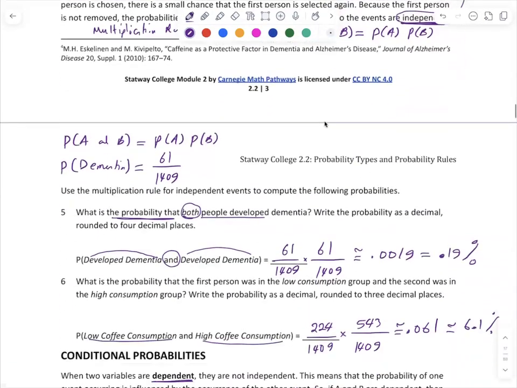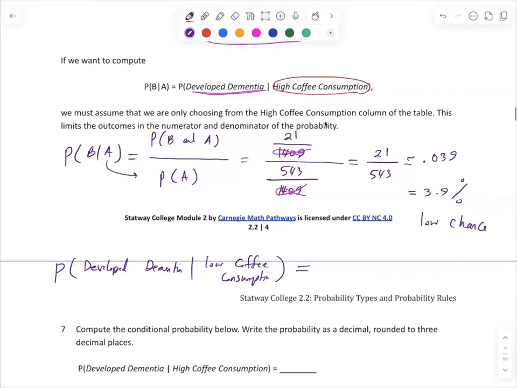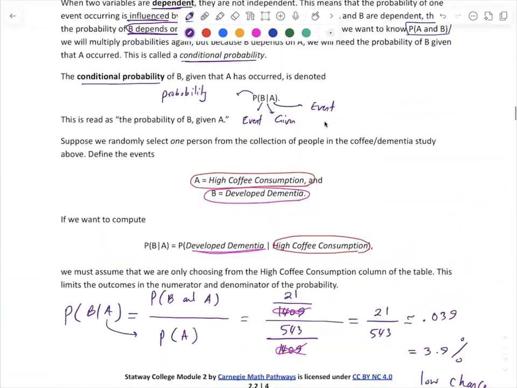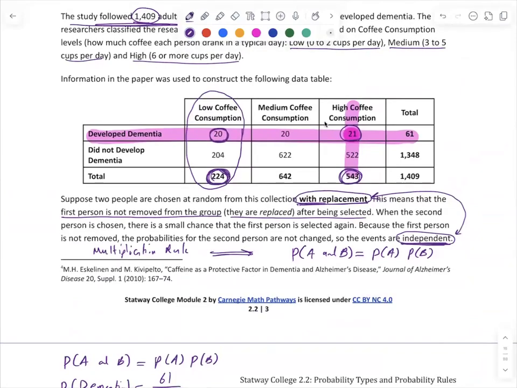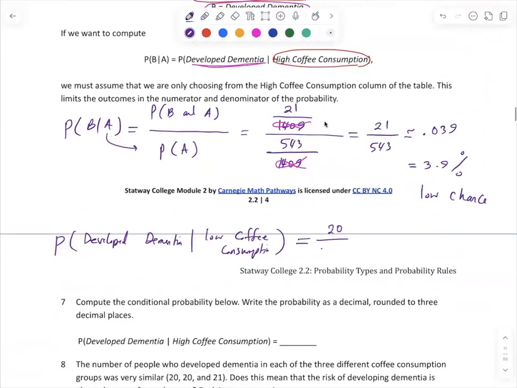It is 20 out of your denominator, which is the given condition, being in the low coffee consumption group, 224. So now if I do a division, 20 divided by 224, the probability is about 0.089, or 8.9%. So now the chance is higher. The chance is higher now.